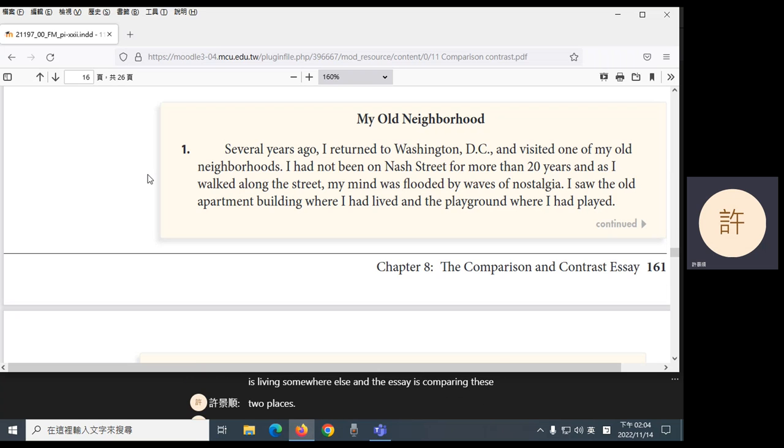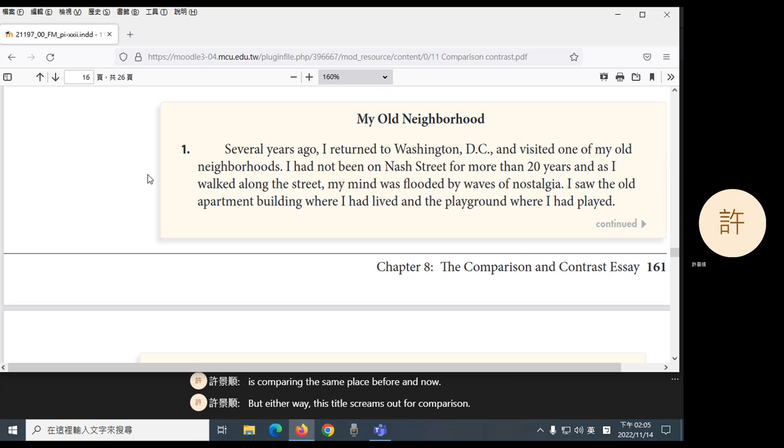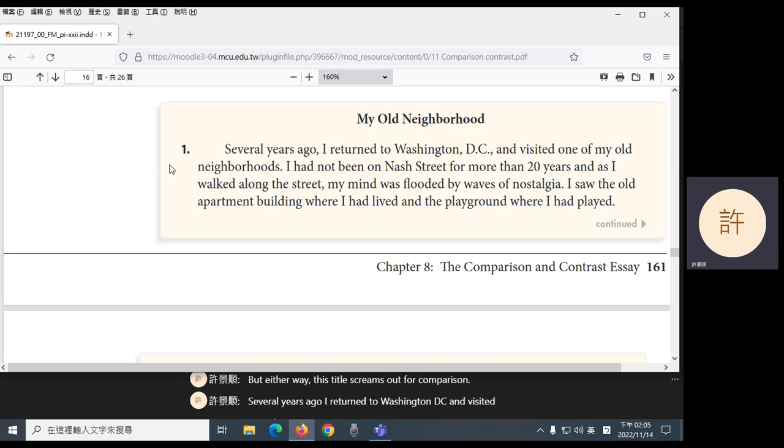Or maybe the author is living in the same place or came back to the same place many years later. And the essay is comparing the same place before and now. But either way, this title screams out for a comparison. Several years ago, I returned to Washington, D.C., and visited one of my old neighborhoods. Aha! So this is the second kind of essay. The author, after many years, comes back and compares the neighborhood before and the neighborhood now.